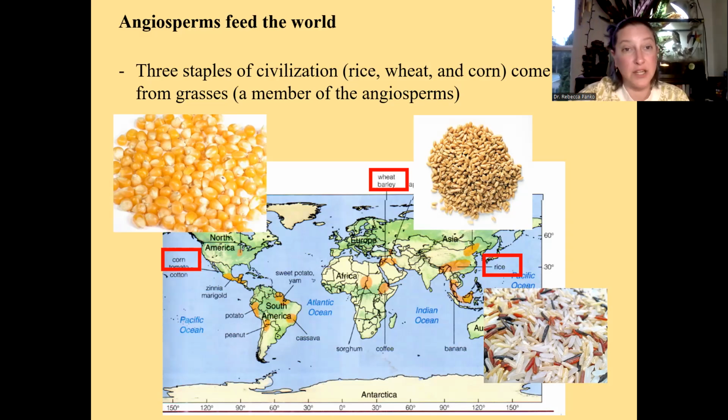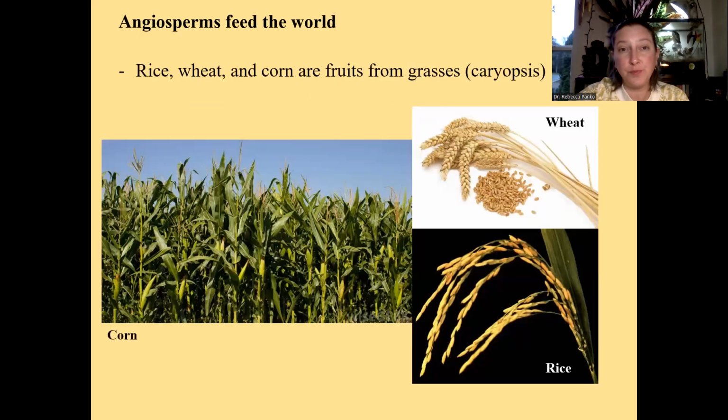So angiosperms feed the world. You might remember this slide from the very first lecture, right? And notice rice, wheat, and corn are fruits from grasses, which we call caryopsis. The only thing that can have fruit, you can't have a fruit unless you had a flower. We'll learn more about that in the next few lectures, but fruit is a characteristic, just like the flower is a characteristic of the flowering plants, because the flower will become the fruit. Okay.